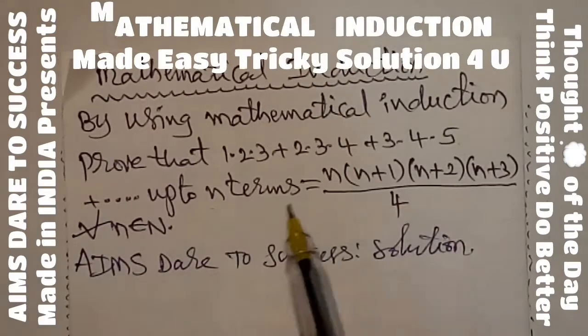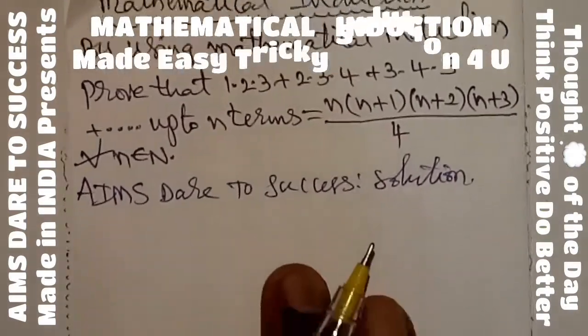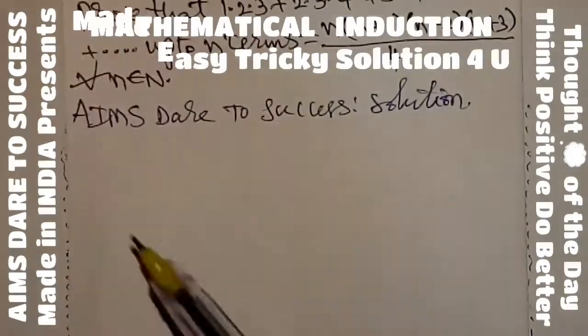Here one thing you can verify, my dear students: we are not having the nth term. So what to do? The nth term is not given, so we have to find it. So how will the nth term come?